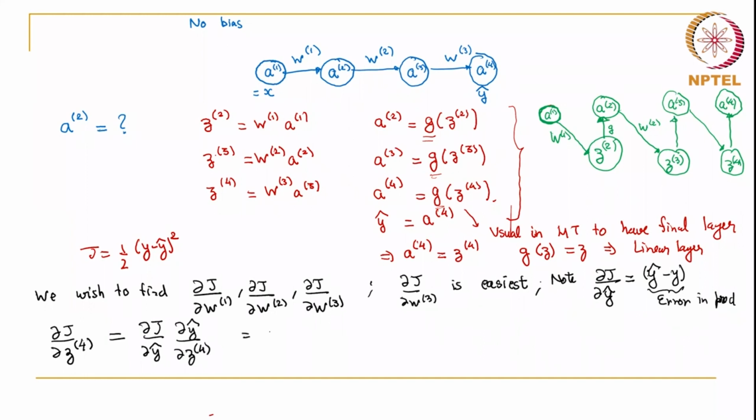Del J del Y hat we just found out to be Y hat minus Y. And del Y hat del Z4: Y hat is equal to A4 and A4 is equal to Z4, so this is equal to 1. So this is Y hat minus Y. Okay. All right.